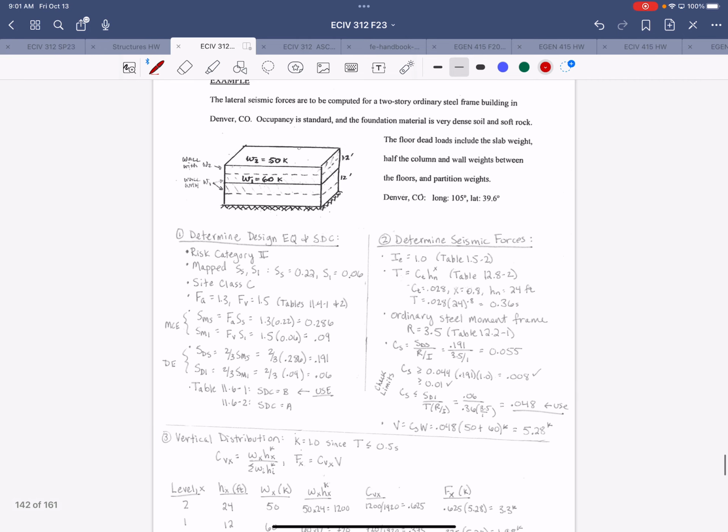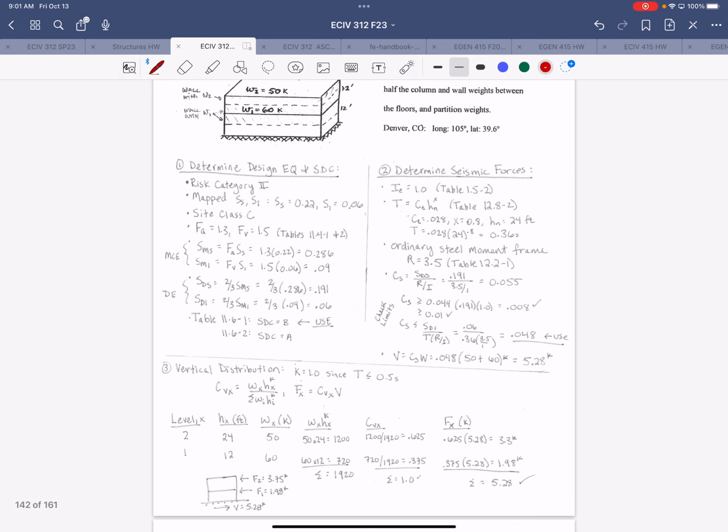So last time we went through this example of determining the seismic loads on a low-rise structure. And I broke it into three parts. The first part was to determine the design earthquake and seismic design category. The second part was to determine the seismic forces, so that's your base shear. And distributing that base shear up the height of the building was the last step, part three, vertical distribution.